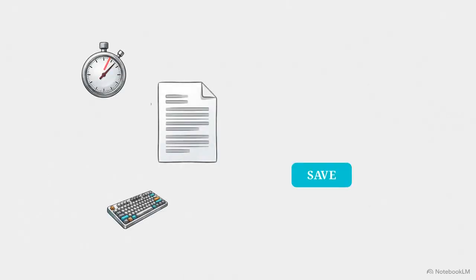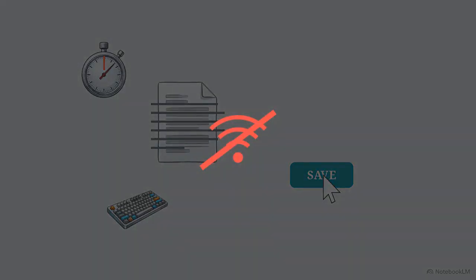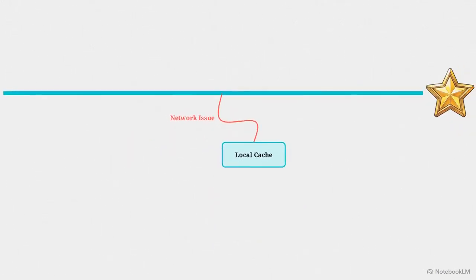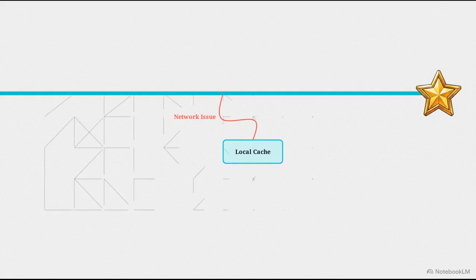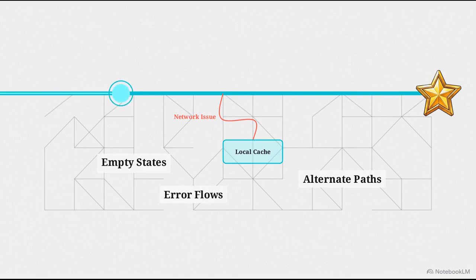Let's test this logic. Imagine a user spends 10 minutes typing out a complex task description, clicks save, and their local Wi-Fi drops out at that exact second. How does the flow handle that? That is an error path triggered by a network issue. The map must explicitly instruct the system to cache their input locally to preserve unsaved data. Anticipating these hidden states builds a safety net, keeping the user moving forward with confidence.